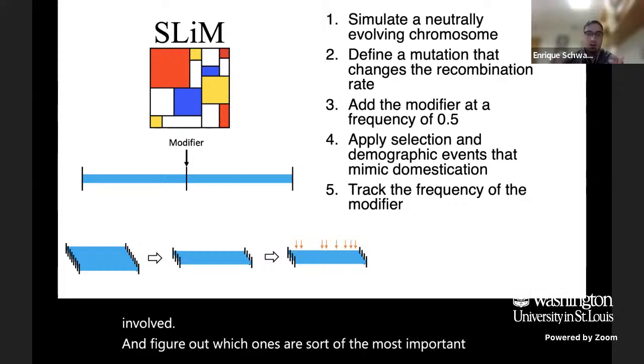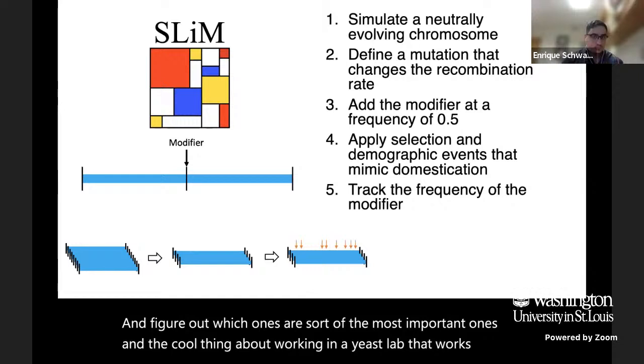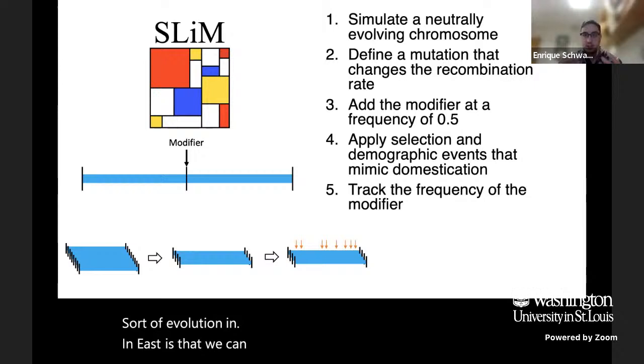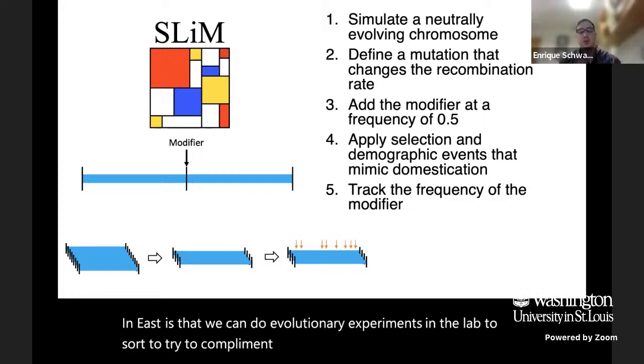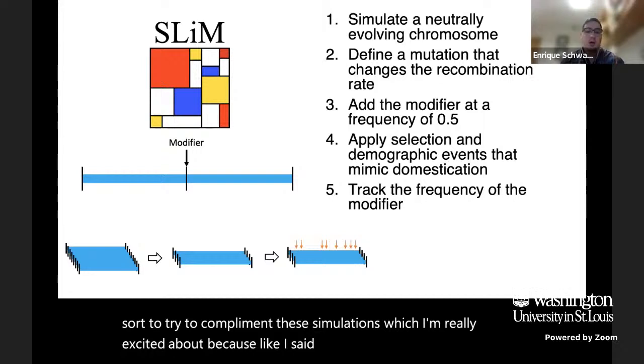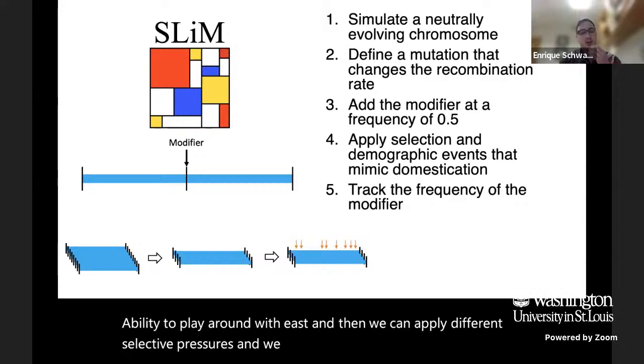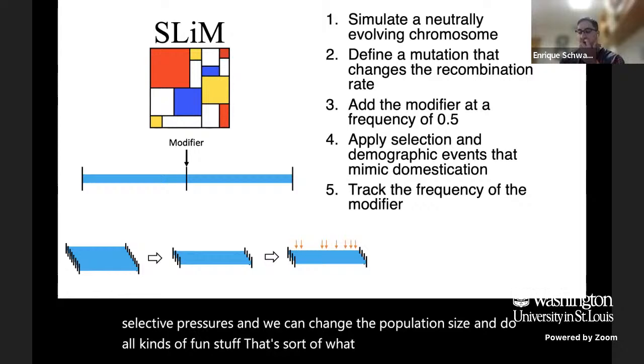And the cool thing about working in a yeast lab that works on evolution in yeast is that we can do evolutionary experiments in the lab to try to complement these simulations, which I'm really excited about because, like I said, we have a lot of ability to play around with yeast and we can apply different selective pressures and we can change the population size and do all kinds of fun stuff. That's what I'm excited for in the near future.